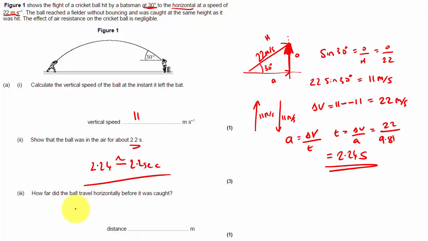Okay, how far did the ball travel horizontally before it was caught? Okay, so what are we thinking about here? I've just worked out that the time it took was 2.2 seconds. If you look at this triangle, I'll draw it again.